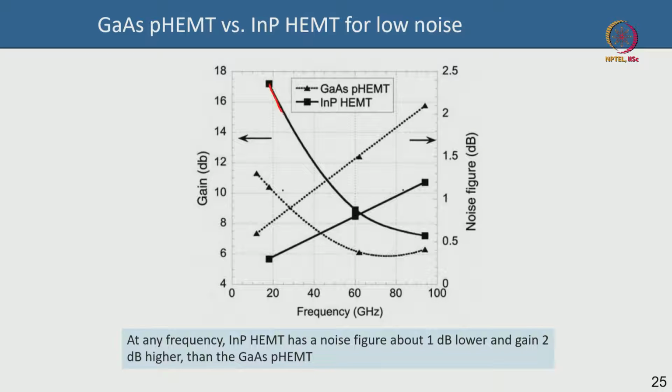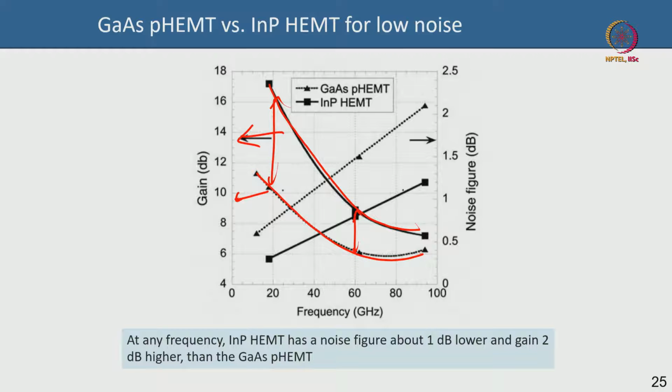This is your indium phosphide gain on this side, and this is your gallium arsenide gain on this side. You can see even at lower frequencies there is a huge difference in gain. Can you see that? At higher frequencies it tends to reduce, but even at 60 gigahertz you have more than 2 dB gain, that is significant, for indium phosphide HEMT compared to gallium arsenide pseudomorphic HEMT, okay. It is a huge significant advantage of indium phosphide.